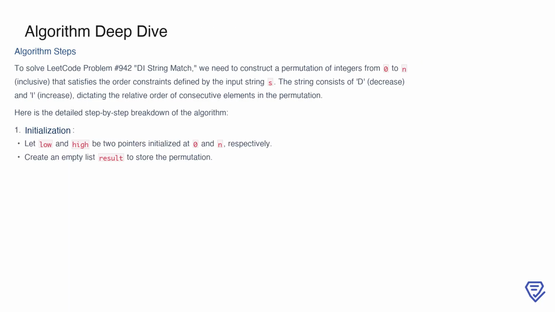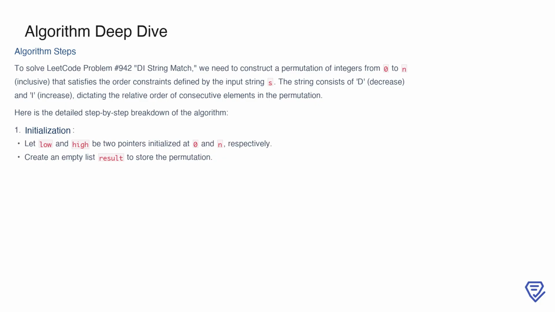To solve the DI string match problem, we need to build a permutation of integers ranging from 0 to n, where n is the length of the input string s. The string s consists of the characters d and I, which stand for decrease and increase, respectively. These characters define the order relationships between consecutive elements in the permutation.